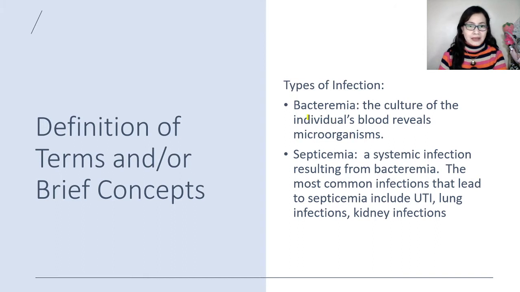Another is bacteremia versus septicemia. When you say bacteremia, the culture of the individual's blood reveals microorganisms, okay? And septicemia, rather, is a systemic infection resulting from bacteremia. The most common infections that lead to septicemia include UTI, lung infections, or kidney infections.